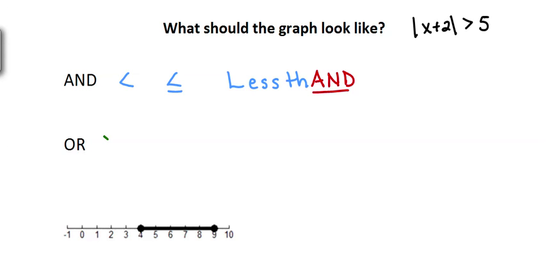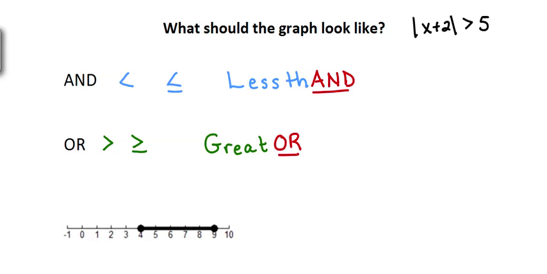Now, if the original problem starts out as greater than or equal to, then it's going to be an "or" statement. And that means it's going to be this or that, so it's going to have two parts to the answer. So the way you can remember this is, instead of saying "greater than," say "greater."